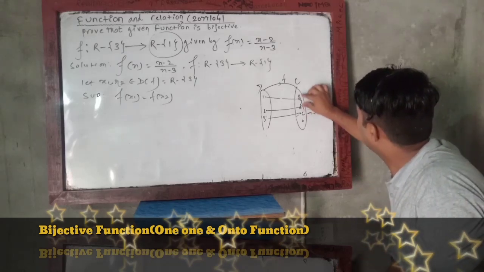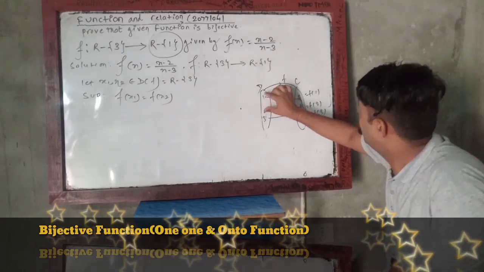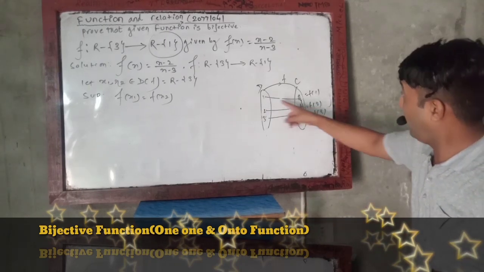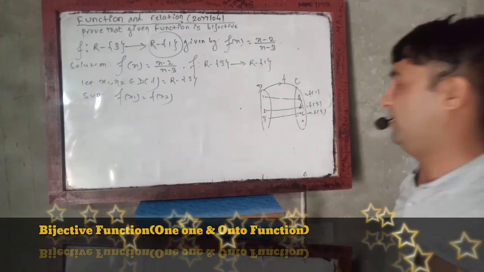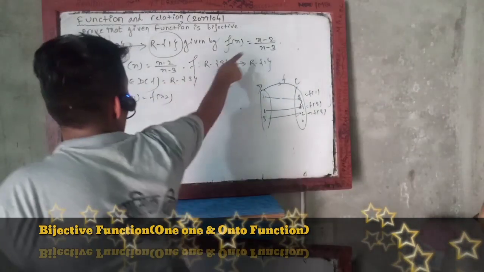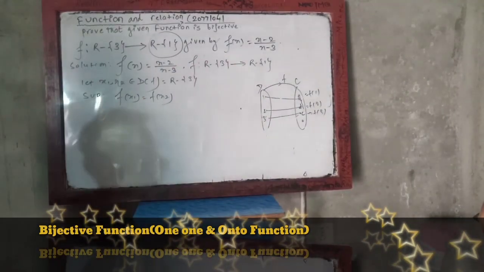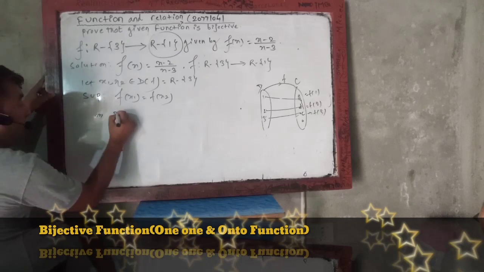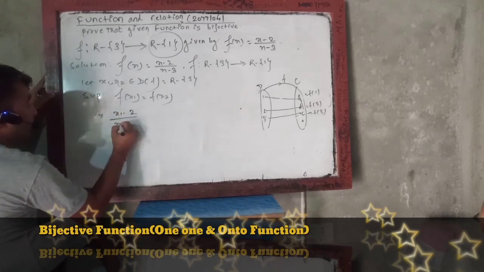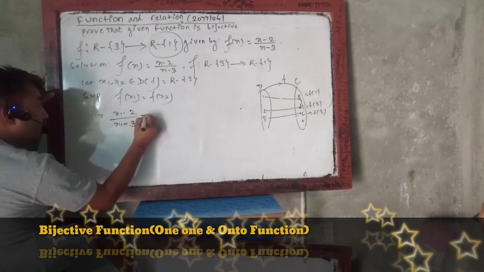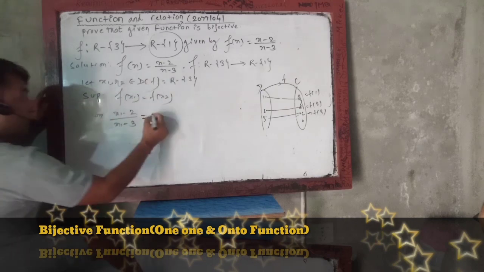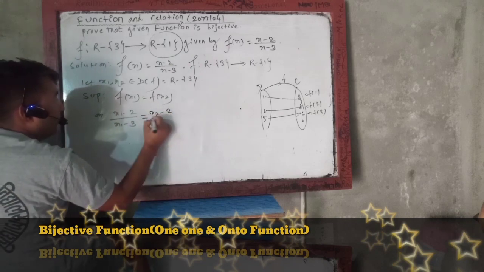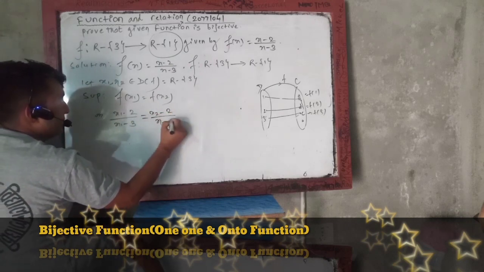If those two images are same, their respective pre-image must be same. f of x1 equals f of x2, that means x1 must be equal to x2 finally. So f of x is defined by x minus 2 over x minus 3. So f of x1 equals x1 minus 2 all over x1 minus 3. This is equal to f of x2, so replace this x by x2: x2 minus 2 all over x2 minus 3.